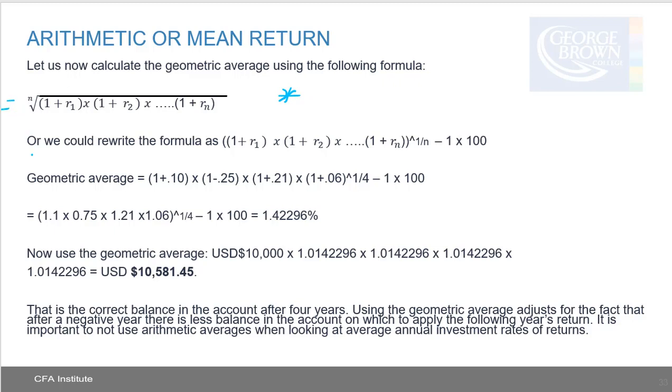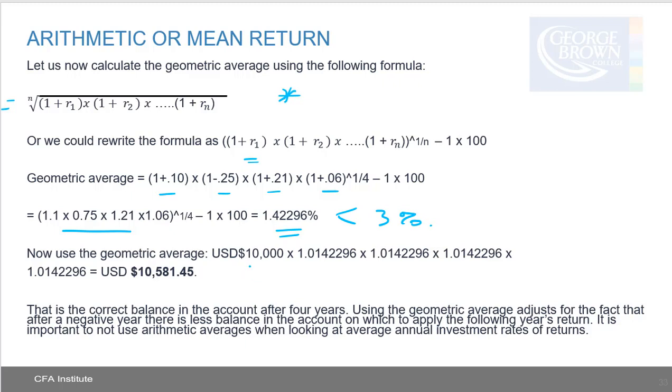But again, here's the formula for a geometric average, or we could rewrite it. To the power of 1/n is just the nth root. Anyhow, you remember it's 1 plus return 1 times 1 plus return 2, which was negative, times 1 plus return 3 times 1 plus return 4, to the power of 1 divided by 4, minus 1, times 100. If we work our way through that math, you can see that the geometric return is 1.42296%, and that's a lot less than the 3% arithmetic return, okay?